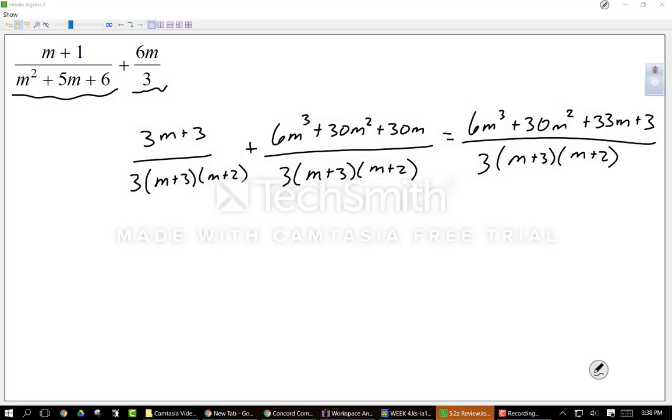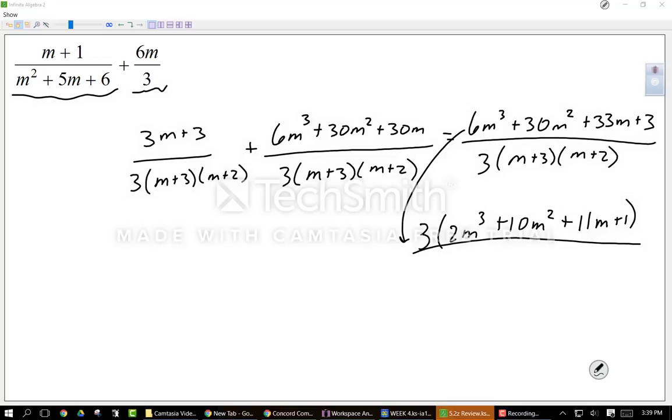I'm not done yet because my numerator can be factored. I can divide them all by 3. I get 3 times 2m to the 3 plus 10m squared plus 11m plus 1 over 3 times m plus 3 m plus 2. So what can I do? Well, I have a monomial. They're both the same, so they can get canceled out. But if I look, I have a 4-term polynomial up top, and I have 2 binomials in the bottom. We cannot factor any of that out, so therefore I am done.